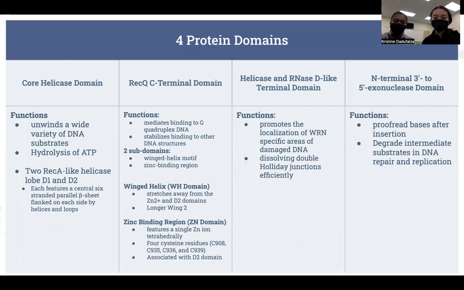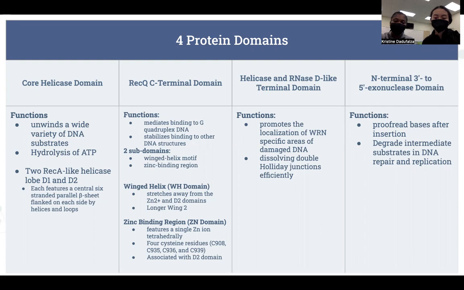The function of the REC-Q C-terminal domain is to mandate binding to the G quadruplex DNA and to stabilize binding to other DNA structures. The REC-Q C-terminal domain consists of 2 subdomains, the winged helix and zinc binding region. The zinc binding region has a single zinc ion tetrahedrally coordinated by 4 cysteine residues. It is also associated with the D2 domain. The winged helix domain is stretched away from the zinc and D2 domains and presents a reformed version of the normal winged helix fold with a longer wing too.